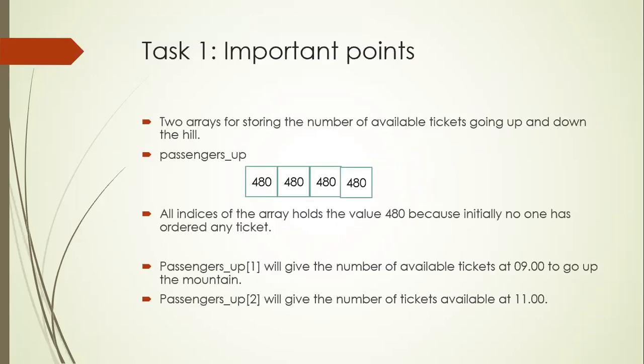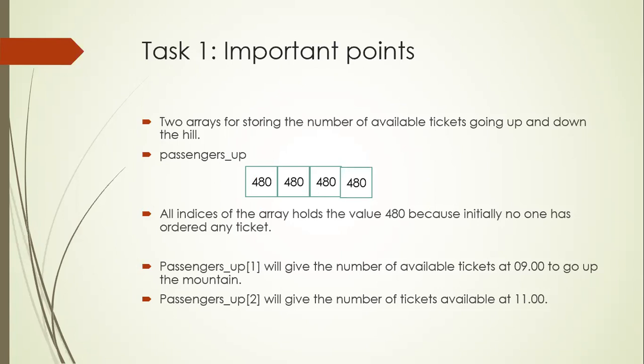Now, some important points concerning task 1: we have 3 arrays most probably for this task, but there will be 2 arrays reserved for storing the number of available tickets for going up and down the hill. For example, passengers up, you're going to see that the array will be initialized to 480 for each of them, and all indices of the array hold the value 480 because initially no one has ordered any ticket. So as soon as our program starts running, we'll need to subtract the value.